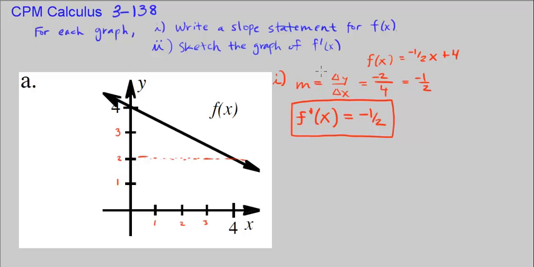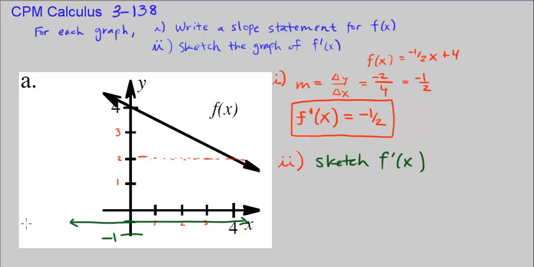So part 2 is sketch the graph of f prime of x. Okay? So sketch, I'm going to use green. Sketch f prime of x. So this is 1, over here is -1, right? F prime of x is just -1/2. So it's going to be here at -1/2, and it's going to be -1/2 always. So down here at -1/2, this is f prime of x, right? Here in green, f prime of x is equal to -1/2. So everywhere, for every x value, f prime of x is -1/2.